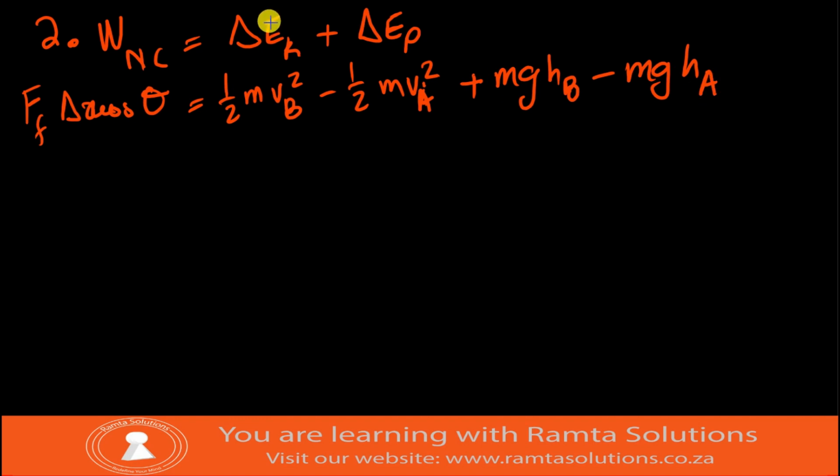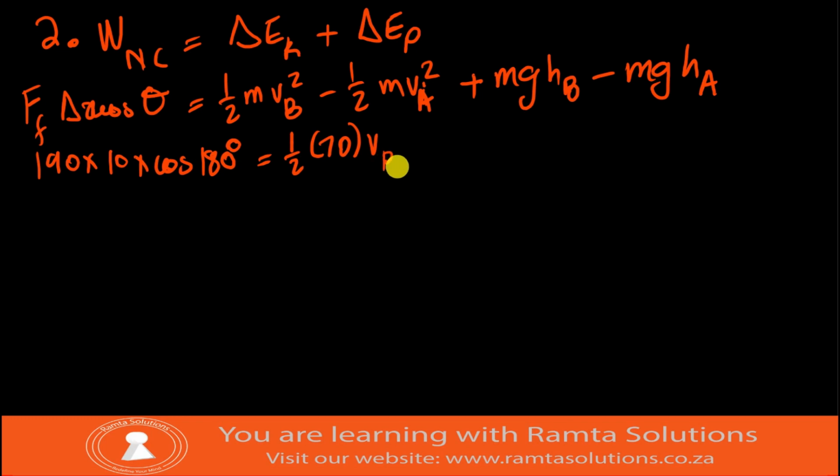Now, what is our frictional force? They gave us the value of our frictional force. They said it is 190 newtons. The distance was 10 meters. And obviously, friction is always opposite the motion, so it is 180 degrees. Half times, what is the mass? It's 70. Velocity at point B, we do not know, so I'm going to leave it like this.